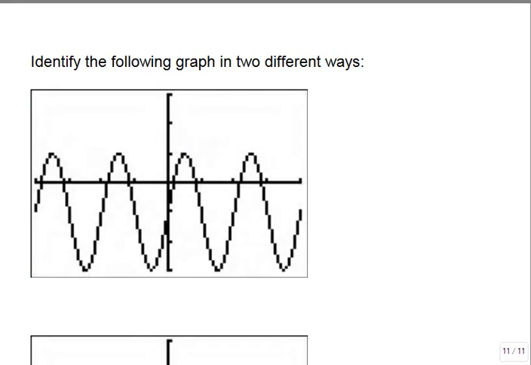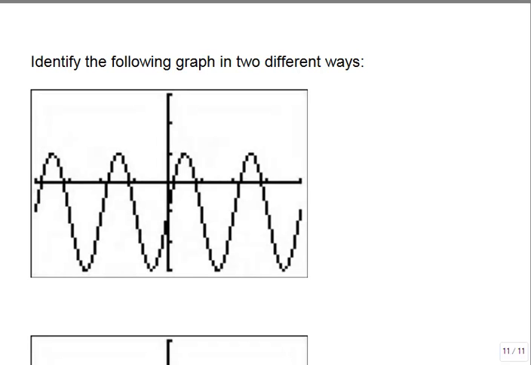Okay, the last example we're going to do, we're actually going to do it in 2 different ways. And this is a pretty common type of problem you would see on tests and quizzes, and it's kind of tricky to do. So what we want to figure out is to try and come up with some kind of an equation that would represent this graph.